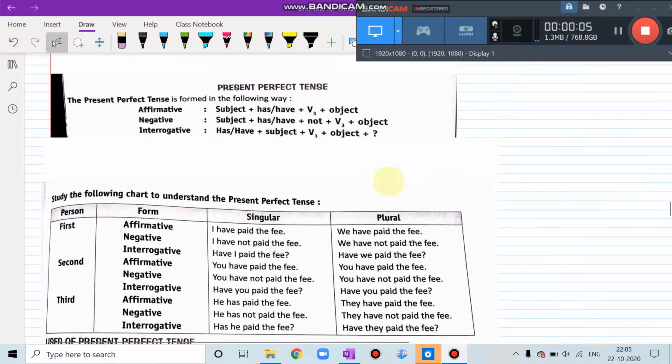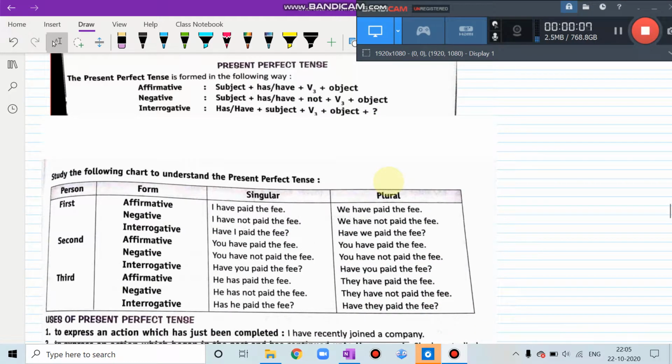So let us start. As you all remember, we were discussing tenses, the present tense. We have already discussed simple present tense and present continuous tense. So let us start with the third part, and that is the present perfect tense. Let us very quickly go through the rule now.